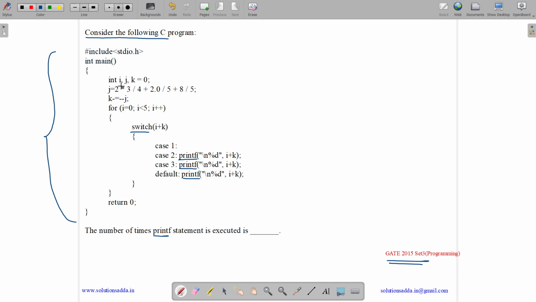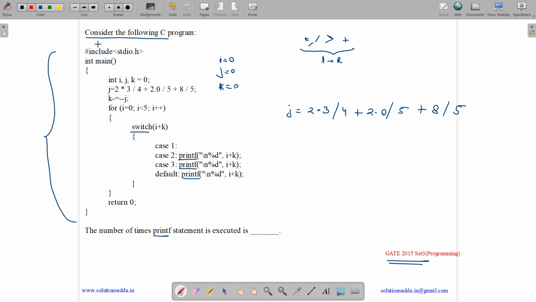Okay, let us see. So here we have i, j and k. The i value is 0, j value is 0, k value is 0. All are integers. Now we have a computation for j. It is given j equals 2 * 3 / 4 + 2.0 / 5 + 8 / 5. See how it computes. The rule is multiply and divide have higher precedence than plus and minus. So multiply and divide have higher precedence than plus, and all are left to right associative.